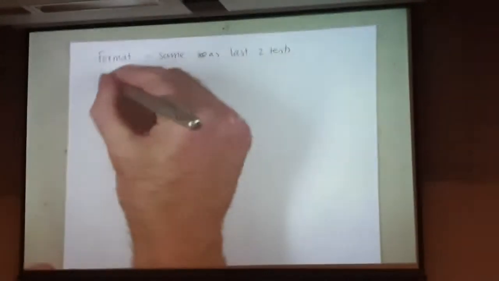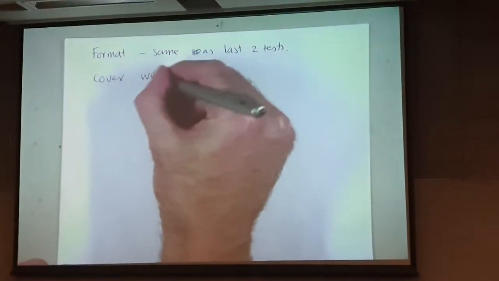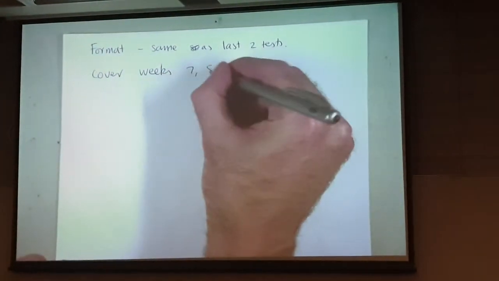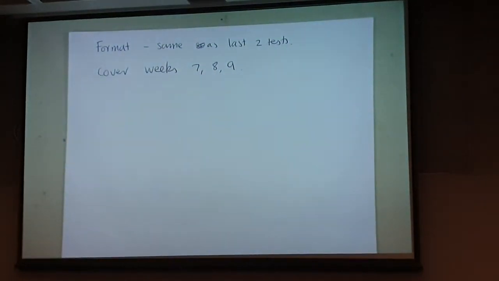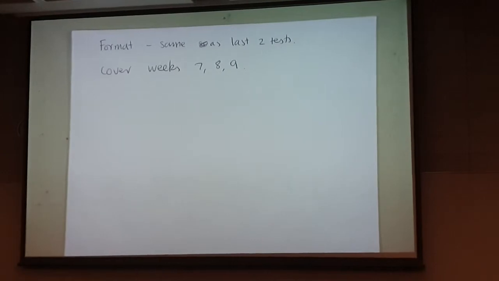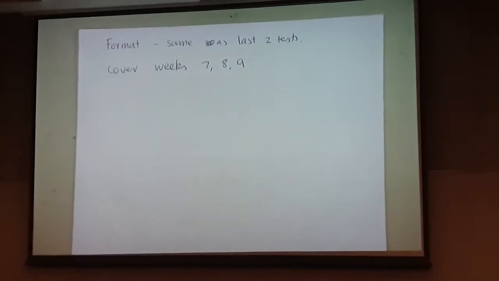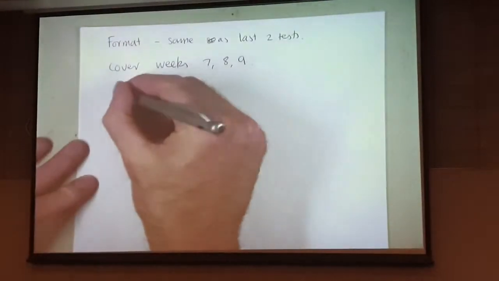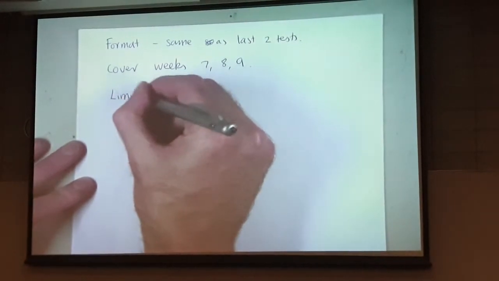It will cover weeks 7, 8, and 9. So the topics that we did during those weeks, I'll just go over those and maybe talk very quickly about the things to do. So we'll have limits and continuity.